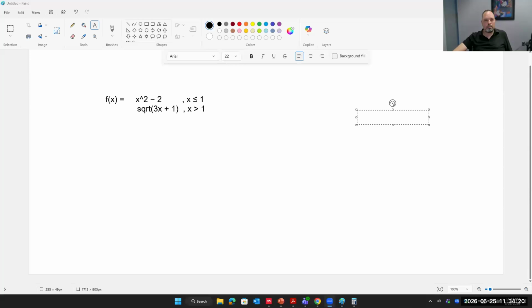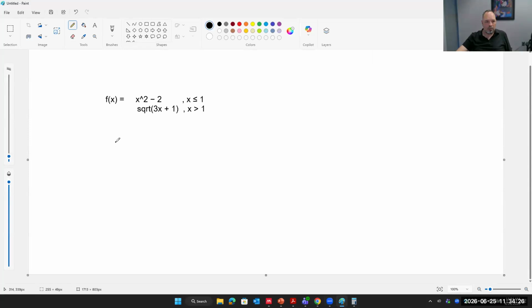Okay, so this is a piecewise function and we're being asked to graph it. So let me rewrite it. Hopefully this is a little clearer.